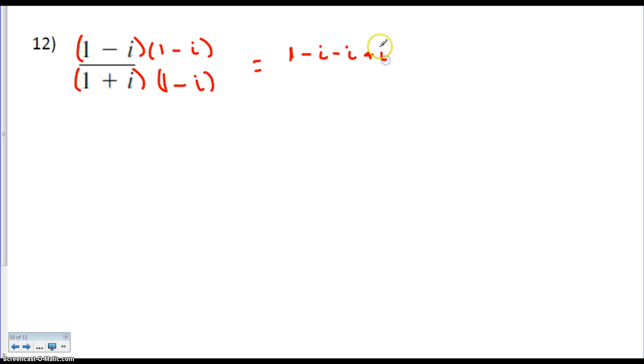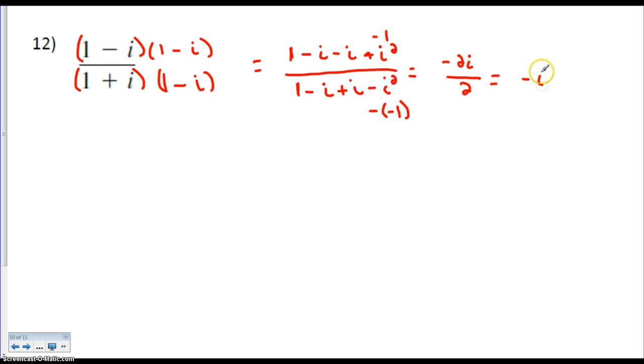plus i squared. In the denominator, I get 1 minus i plus i minus i squared. So this becomes a negative 1. This becomes a minus negative 1. And what happens is the 1 and negative 1 cancel, so I'm left with negative 2i. And I'm dividing that by positive 2, which just leaves me with negative i to be my answer.